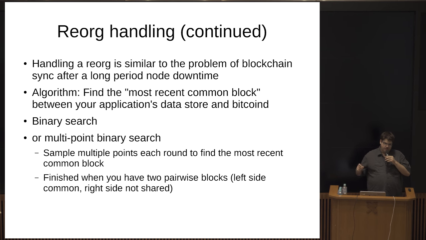What you want to avoid doing is iteratively pulling down each and every block until you find the most recent common block. Instead, you just want to get the block hashes really fast. Unfortunately, all the software that I've seen is very slow for getting the list of all the block hashes. So that's why you want to do this sampling approach.